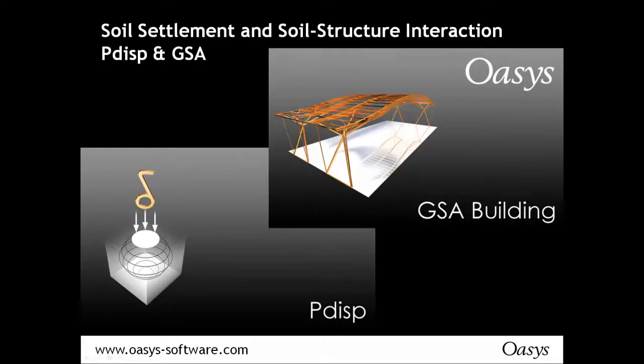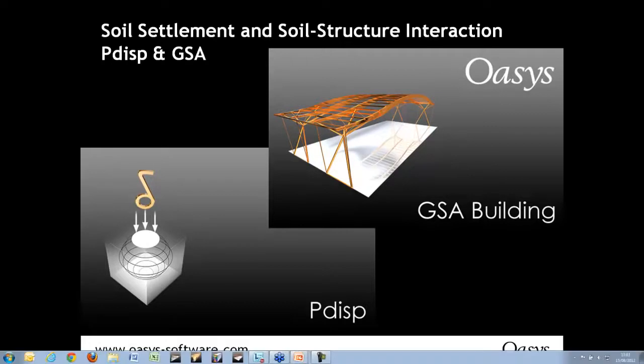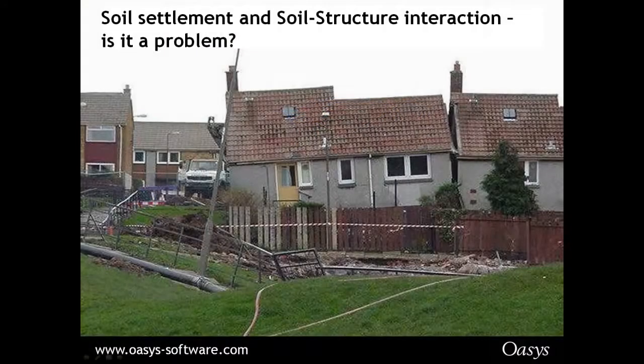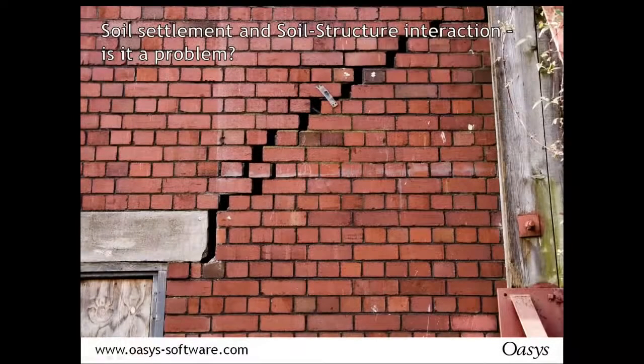Soil settlement and soil structure interaction with PDISP and GSA. Is it a problem? Can be. This example, a bit of subsidence hitting that house rather badly. Maybe an extreme case. More common on masonry structures in general, with ground movements, differential settlement, and so on. A lot of cracking. My old boss used to tell me that masonry cracking was okay as long as you couldn't put your hand into it or see daylight through it. And I think this crack definitely counts as being a problem one.